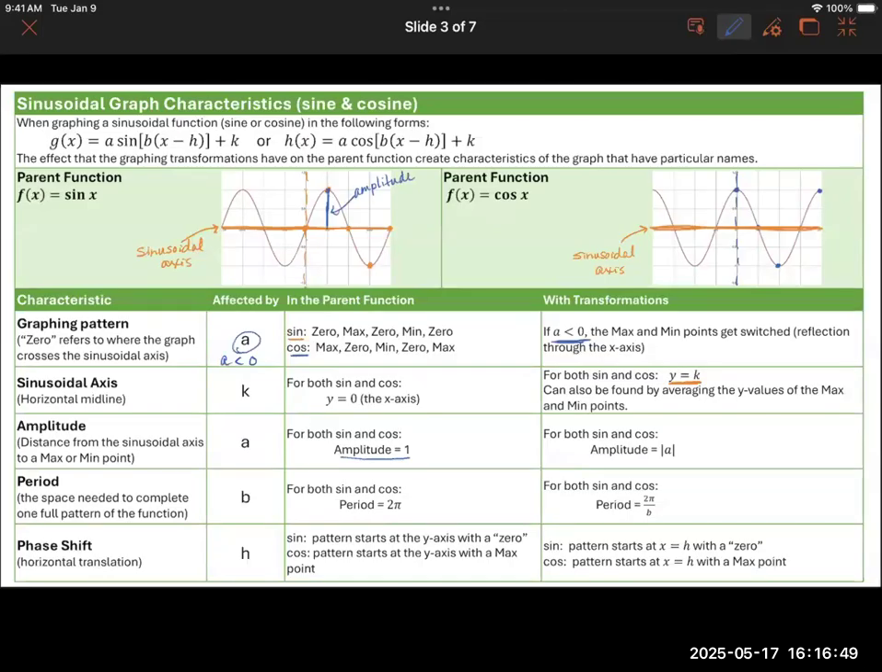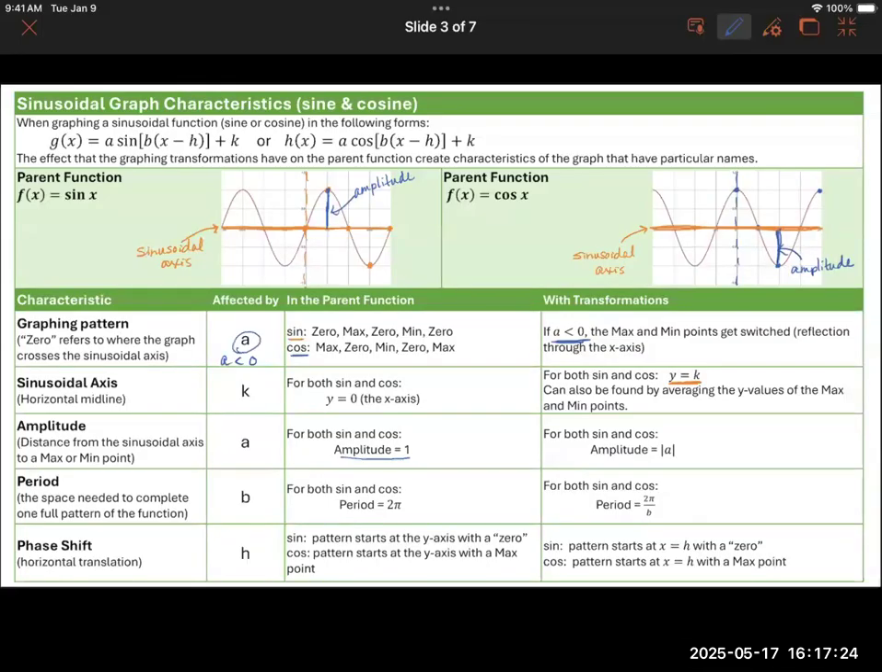And it doesn't matter if we go up to a max or if we go down to a min, that distance is what we're looking at. Now, the value that could affect that is going to be the A value, because the A value causes a stretch or a shrink vertically. So if I end up with a stretch, I'm going to end up with a bigger amplitude. There's going to be bigger hills and valleys to our graph.